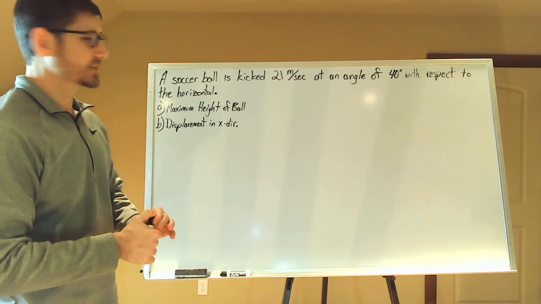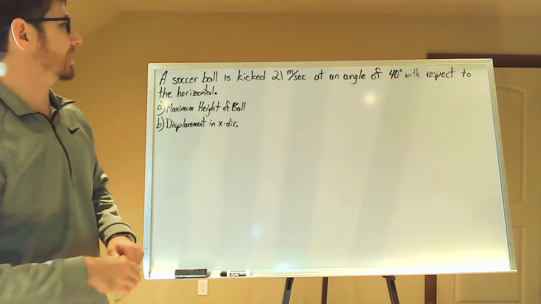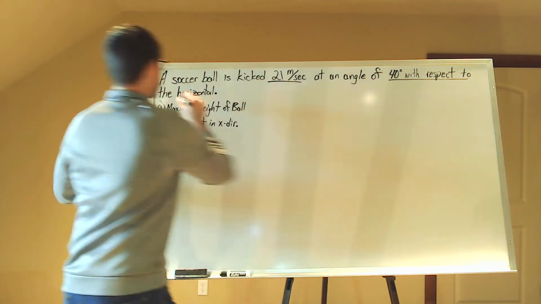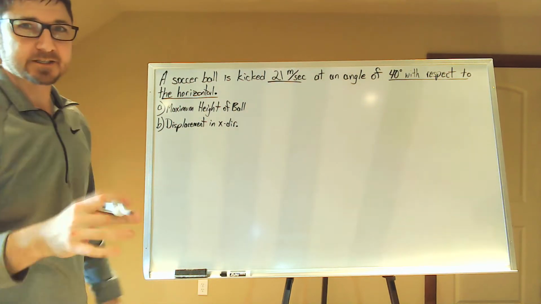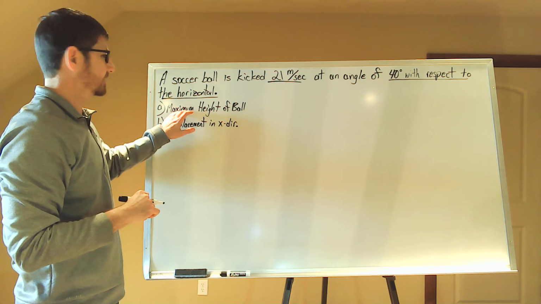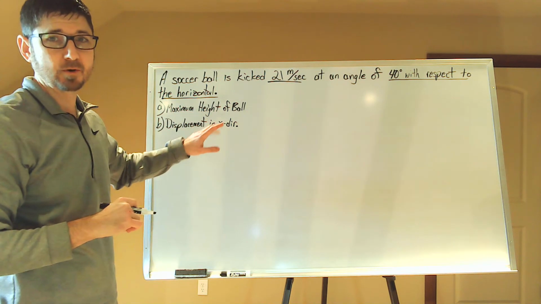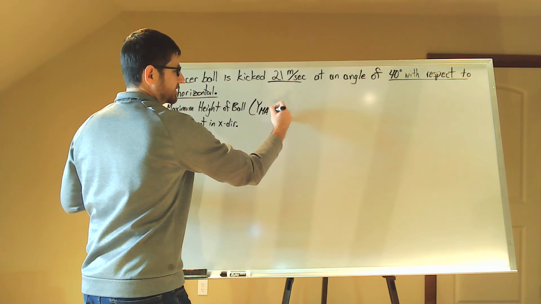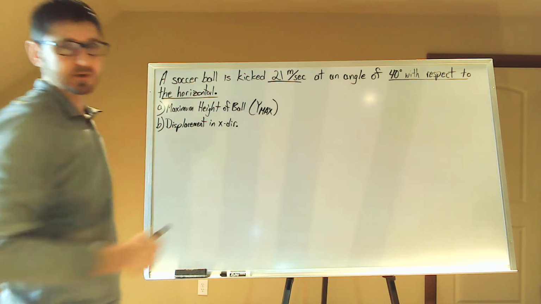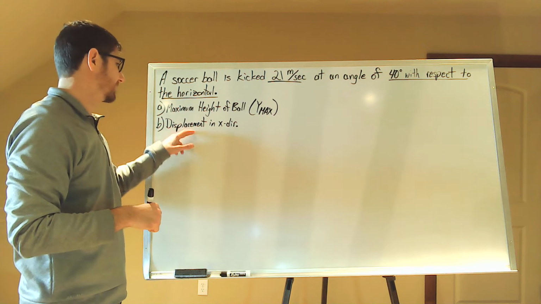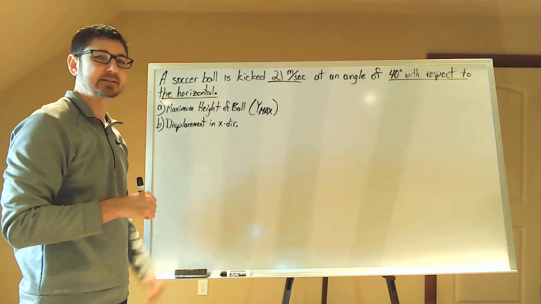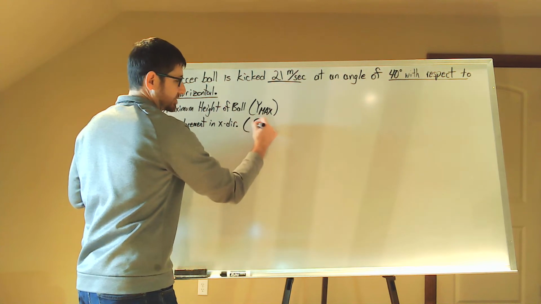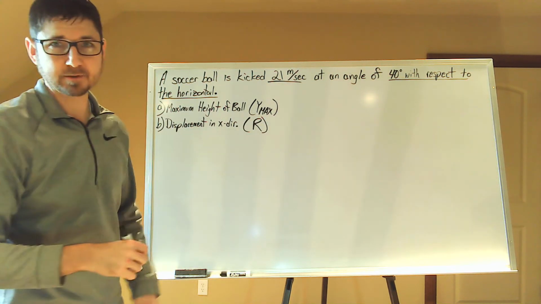A soccer ball is kicked at 21 meters per second at an angle of 40 degrees with respect to the horizontal. Now in this problem, it wants us to calculate the maximum height of the ball. This is known as y max. So I'll just write that in here. So we have y with a subscript of max, and then in part B, it wants us to calculate the displacement in the x direction. And this is known as range, identified by capital R.